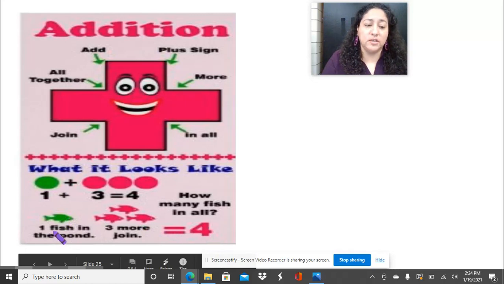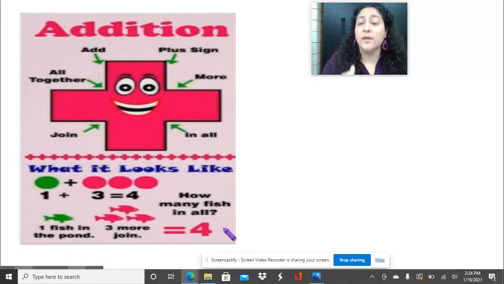So 1 fish plus 3 more that joined it equals 4. Okay, I know that's all kind of hard, and you're like, what are you talking about, Ms. Moran? But don't worry about it. We're going to keep looking over it, and your mom is going to help you, and your teacher's going to help you. So this is going to get easier, all right?